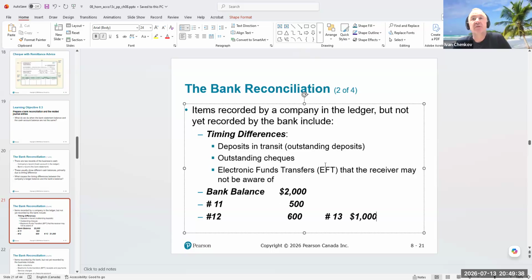So again, one will be the outstanding checks. The other one will be deposit in transit. Which one is the deposit in transit? Deposit in transit means I record it in my books as cash received, but I haven't deposited it in the bank yet. I'm going to deposit it tomorrow morning, but I put it in my books today.